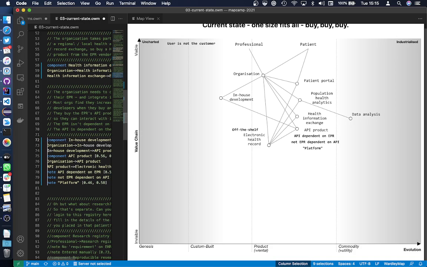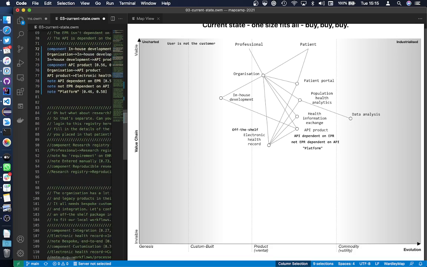Well, it's not just a greenfield thing. They've got a ton of in-house developers. And so they need to solve things that are local. The electronic health record actually doesn't really solve their problems, which is an interesting observation. So they buy an API product because you've got to buy that. So the API is dependent on the EHR, and that's interesting because actually probably it should be the other way around. But this is how the market is at the moment generally.